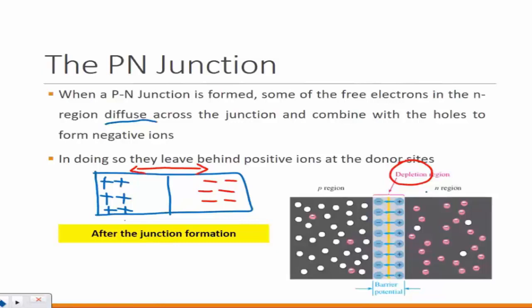But if I want to still move them, for example, I want to still move this electron across the barrier, across the depletion region. If that electron has enough energy, it will do so by itself. But if it does not have enough energy, because at some point they will stop moving, then if you want to further move it, you need to apply external energy to move them. But they will stop at some point.